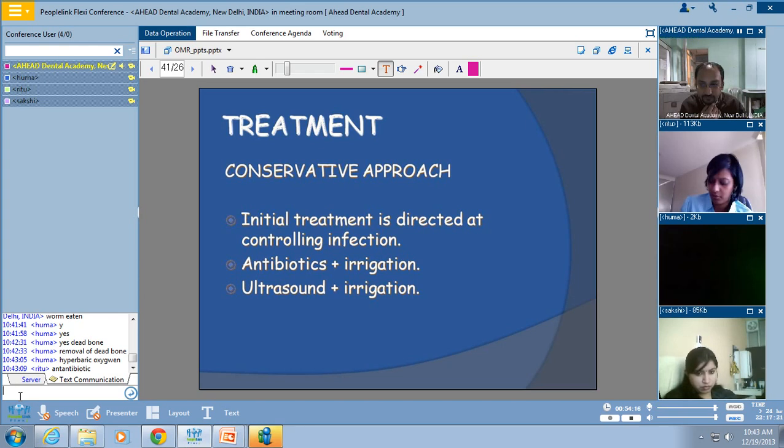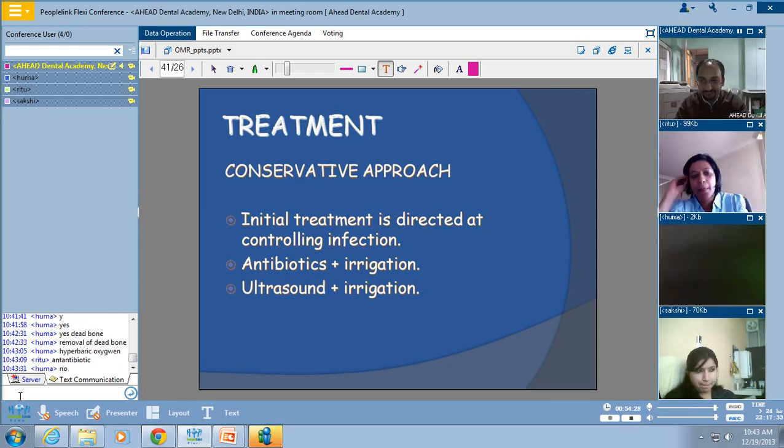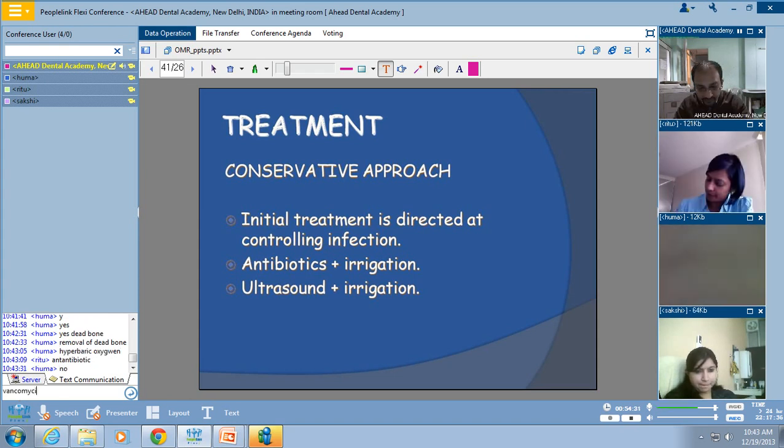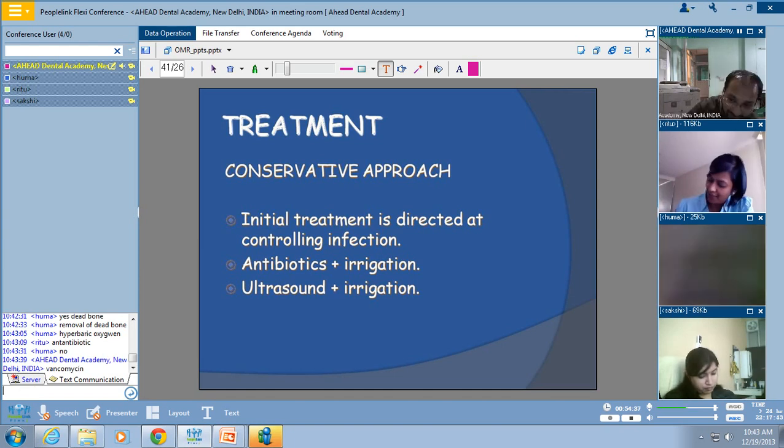Is it amoxicillin? No, it is not amoxicillin. It is a slightly different answer, vancomycin. Vancomycin is given as the choice of antibiotic in these patients, and in fact, this is the best answer to do the treatment, vancomycin.